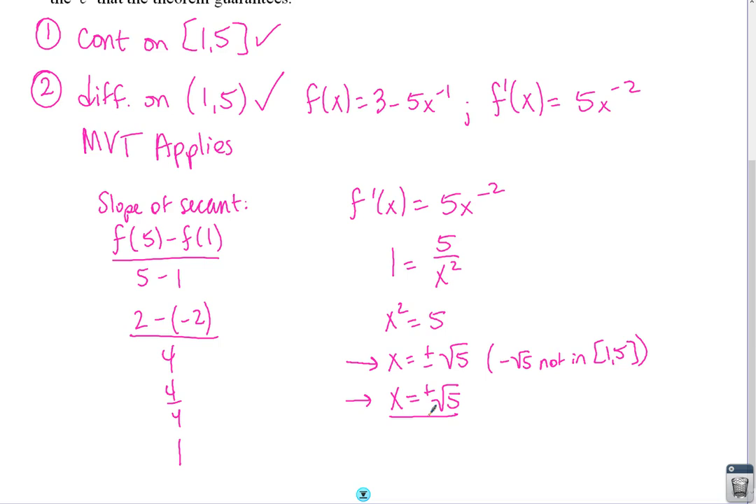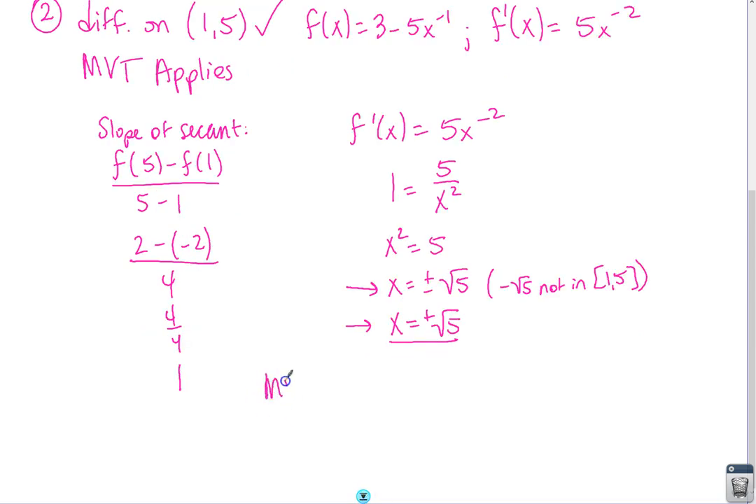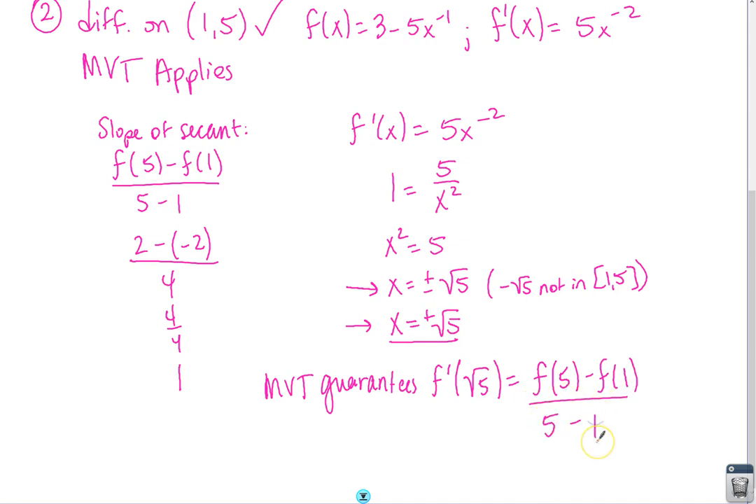So MVT essentially guarantees that f prime at positive root 5 is equal to f of 5 minus f of 1 over 5 minus 1. Okay, this extra part isn't necessarily required, but basically by finding this, this is what you're guaranteeing. That if you found the derivative at root 5, that's equal to the slope between the points f of 1 and f of 5. Okay, so that's a quick recap of MVT.